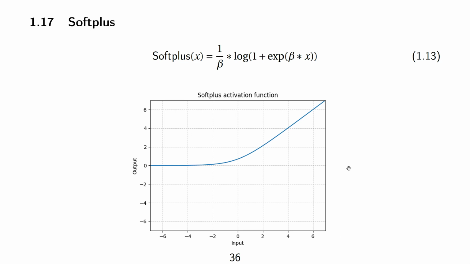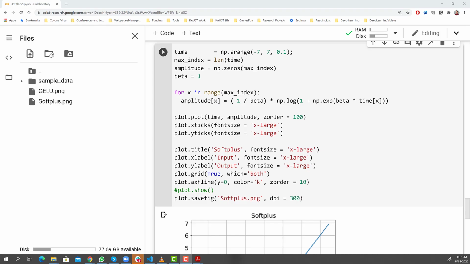Okay, output always positive. And you could try to plot this function and change the parameter beta and see how closely you can match the ReLU function. So here's some code I wrote to plot the activation function. Here you can see the equation of Softplus: 1 divided by beta times the logarithm of 1 plus e to the power of beta times the input. So x here is the input.